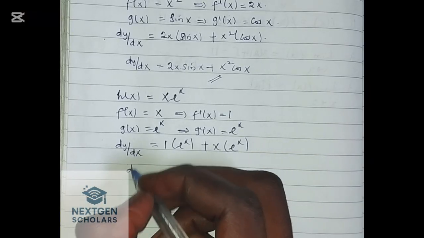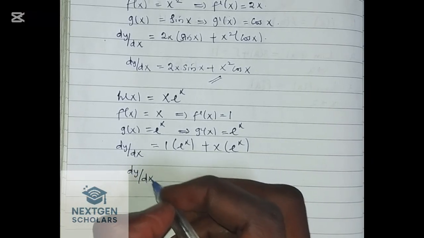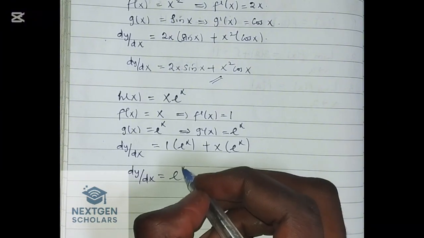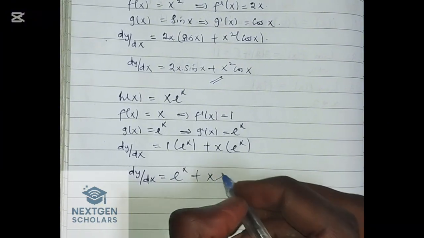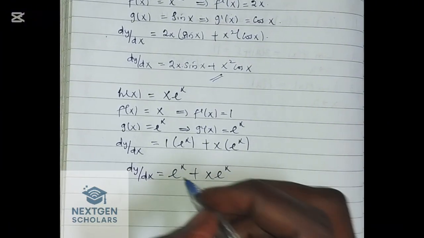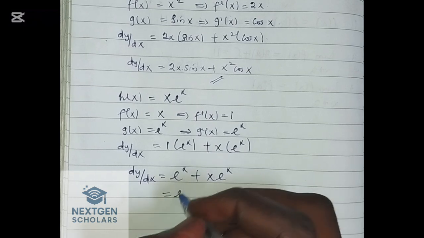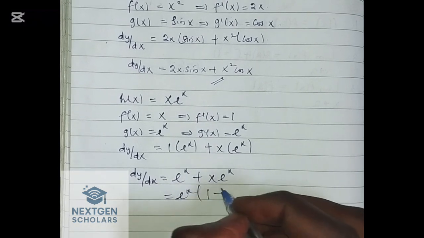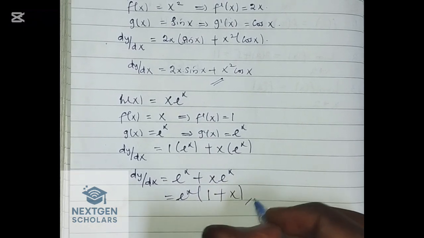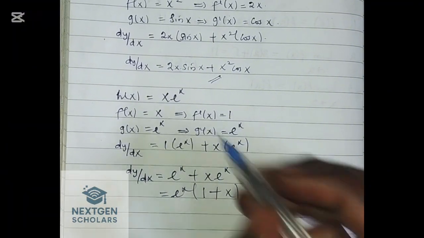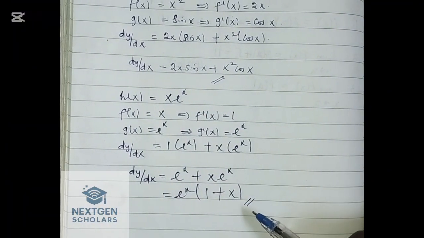So dy/dx for the second function will become e to the power of x plus x e to the power of x. If I factor out e to the power of x, I get e to the power of x times (1 plus x). This is the result when we differentiate x e to the power of x using the product rule. Thank you, and see you in the next lesson.